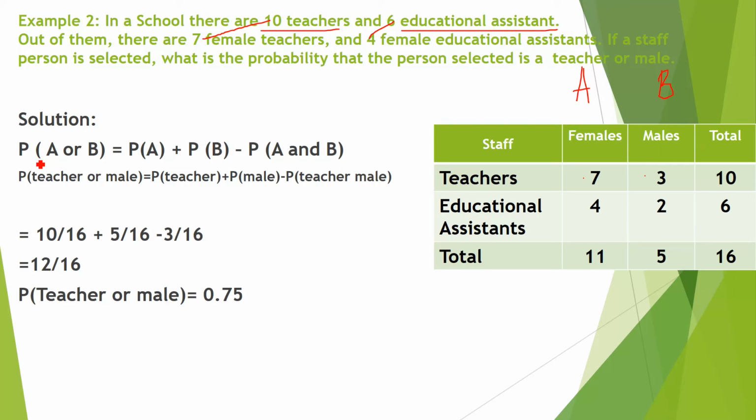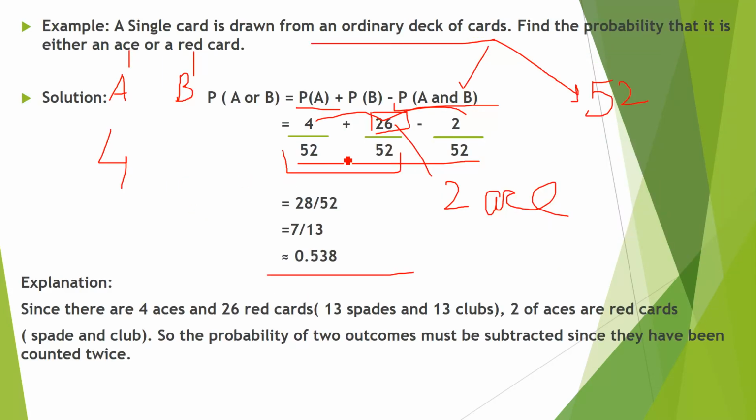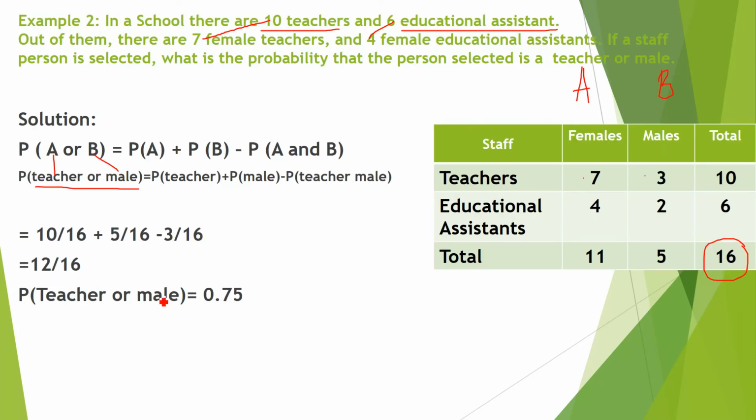Same formula we have to use, probability of A or B. So here you have to write the probability. A is the teacher, second event is male. See, what is the probability, teacher or male? So probability of A is teacher. There are 10 teachers, so I said 10 over 16. Why 16? Because the total is the sample space. Just like in the last slide, we wrote 52 in the denominator because there were 52 cards. Same thing is here, total is 16. Then the probability of male: how many males do we have? We have 5 male, so 5 over 16.